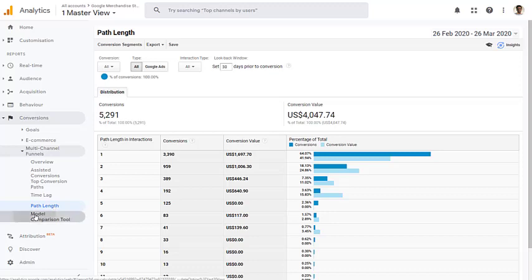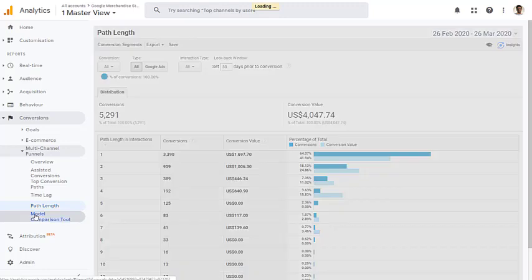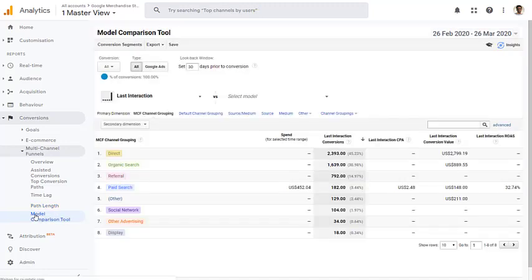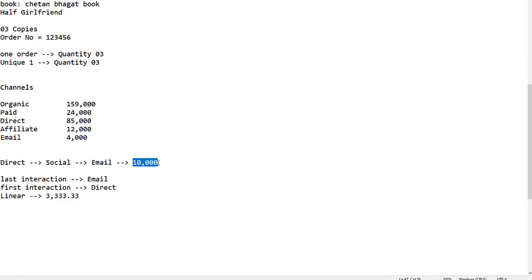Then we can go. This is an interesting model comparison tool. It will now compare which channel is working great for you. Now here we had a small discussion whether I want to attribute this 10,000 rupees to email or direct or social. All of you said let's attribute it to email. I said why not direct? Let's also attribute to direct. Or let us attribute to all of them.